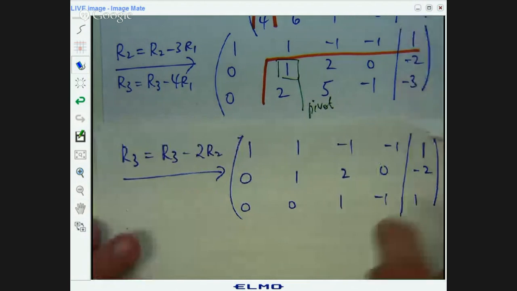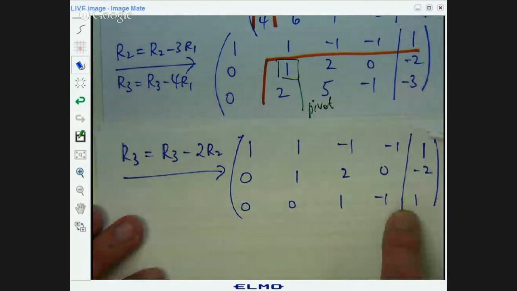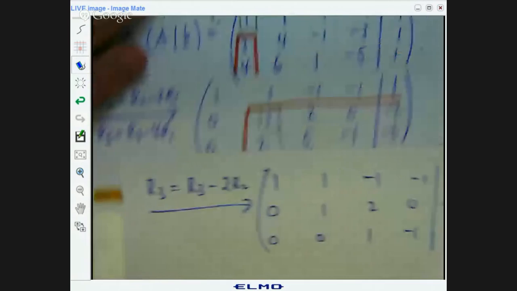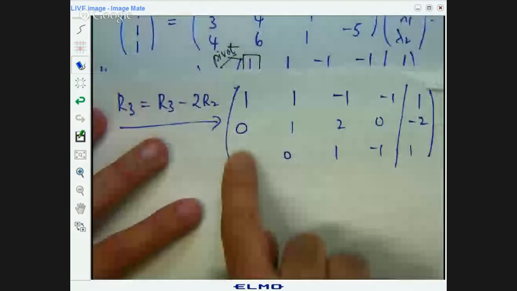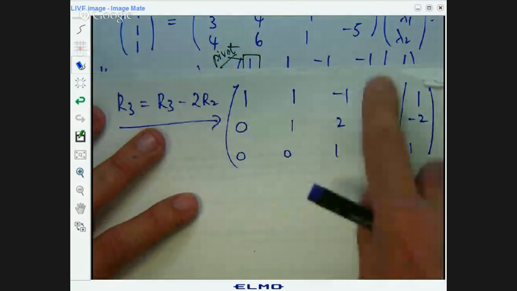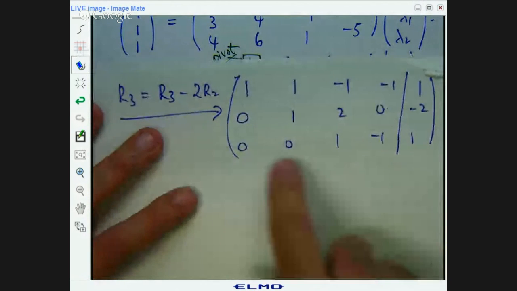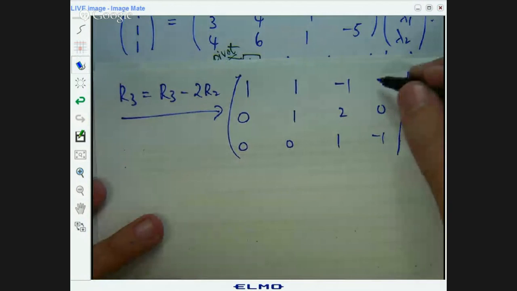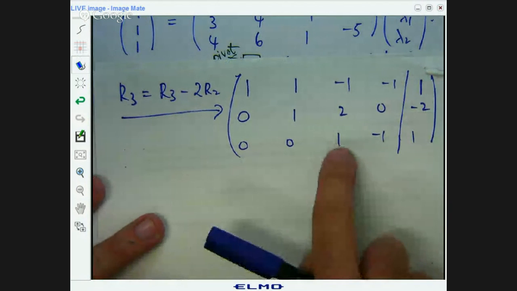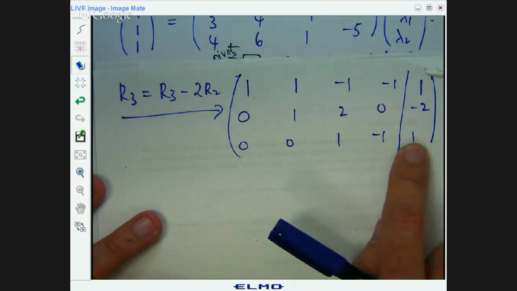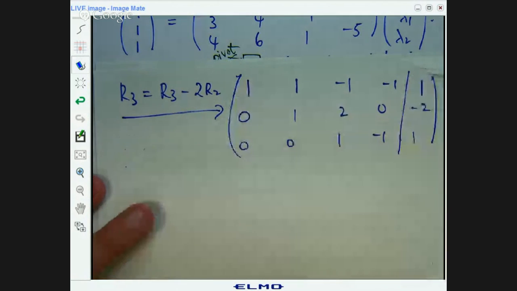Okay, so let's have a look at the bottom row. This is the row associated with mu 1, mu 2, lambda 1, and lambda 2. So what does this bottom row say? It says lambda 1 minus lambda 2 equals 1. And similarly for the other rows, you can form equations.